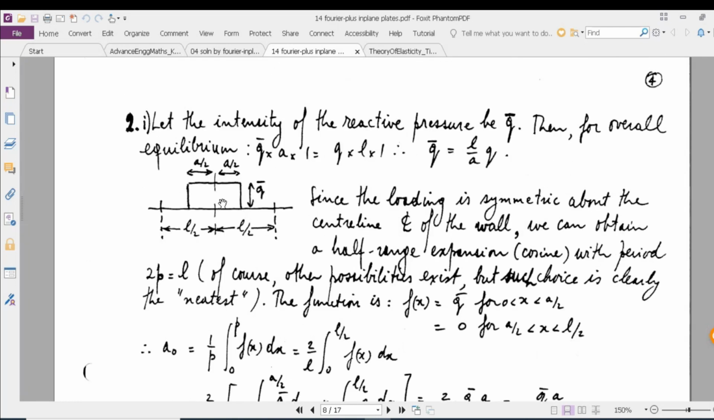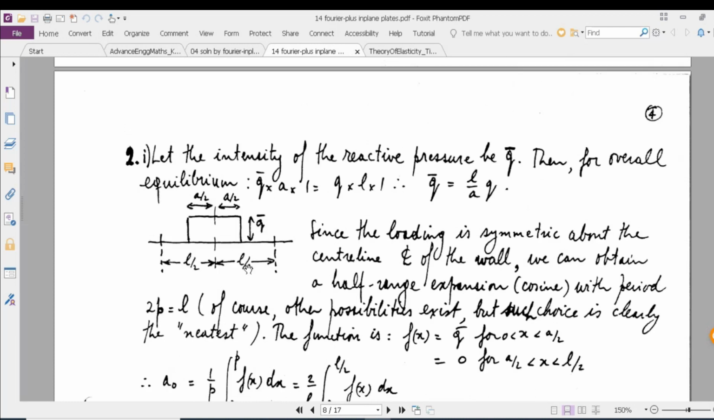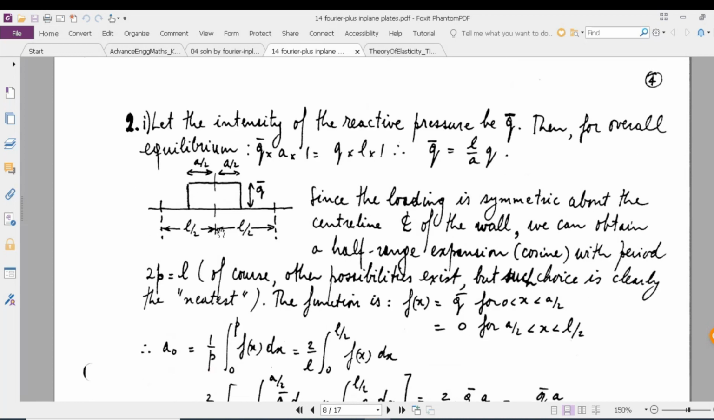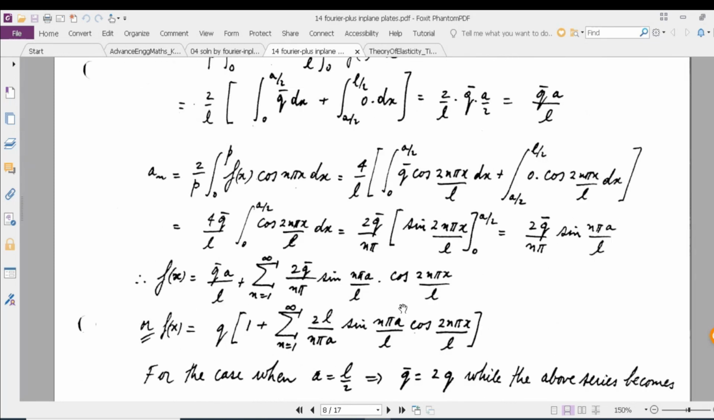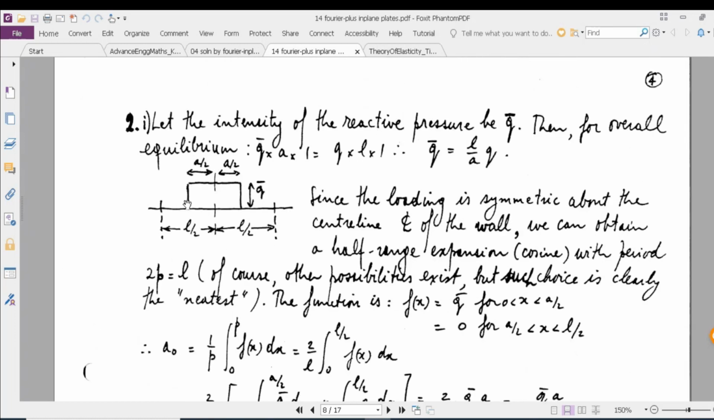So this load, which is a patch load, can be approximated into a Fourier cosine series. As we can see, this is an even function. In this case, we have the overall period between 0 and L. So we can take just half the length of this wall as the half period. We can work out our constants and get an approximate function for the patch load.